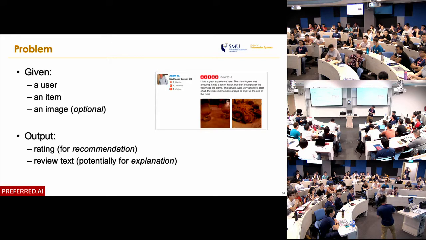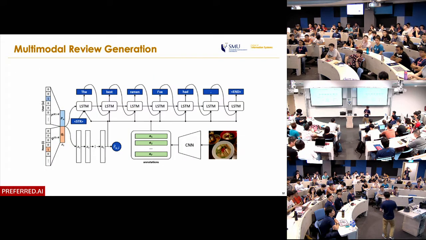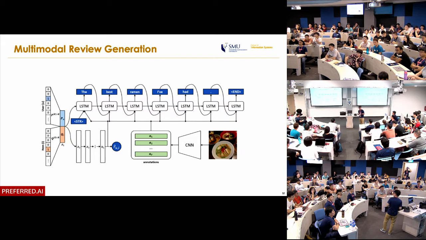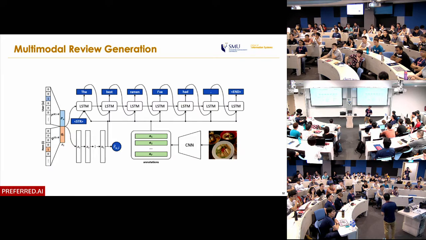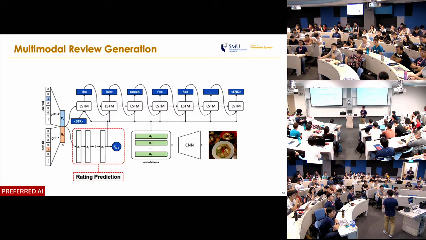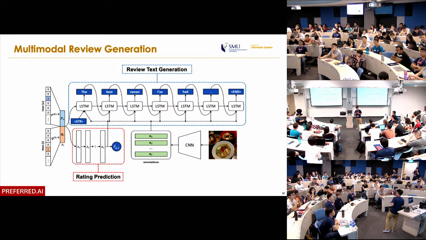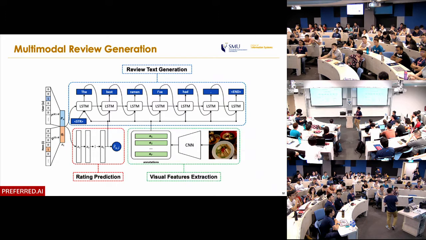In order to do so, we design a full neural network treatment to this problem. So the idea is that we want to design an end-to-end neural network. Then we can actually train the whole network with backpropagation without multiple stages of pipeline. The model here might be a little bit complicated, but it's broken down into three components. The first component is the rating prediction component. The second component is the review text generation component. And the third one is the visual feature extraction component. This one is optional, whether we have an image or not.